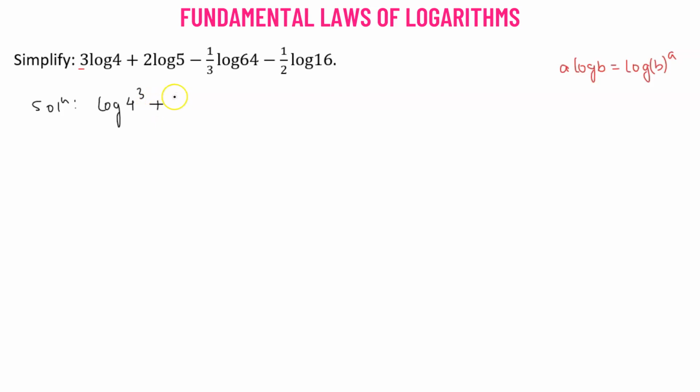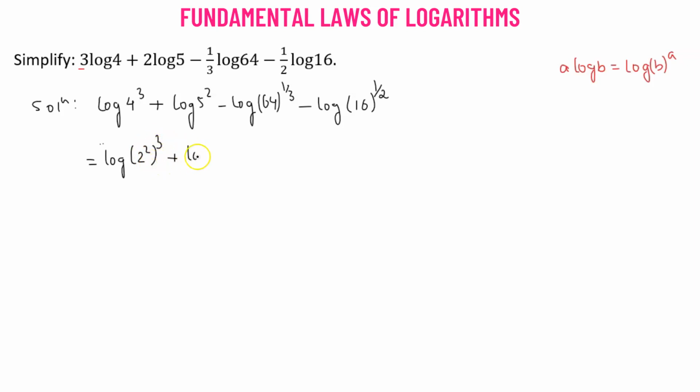Similarly, for the second term, we have log of 5 squared, minus, for the third term, we have log of 64 raised to the power of 1/3, minus log of 16 raised to the power of 1/2. Right. Now that means we have log of, so what is 4? 4 is also 2 squared, so we have 2 squared whole raised to the power of 3, plus log of 5 squared, so 5 squared will be 25, minus log of, now we need to factor 64.